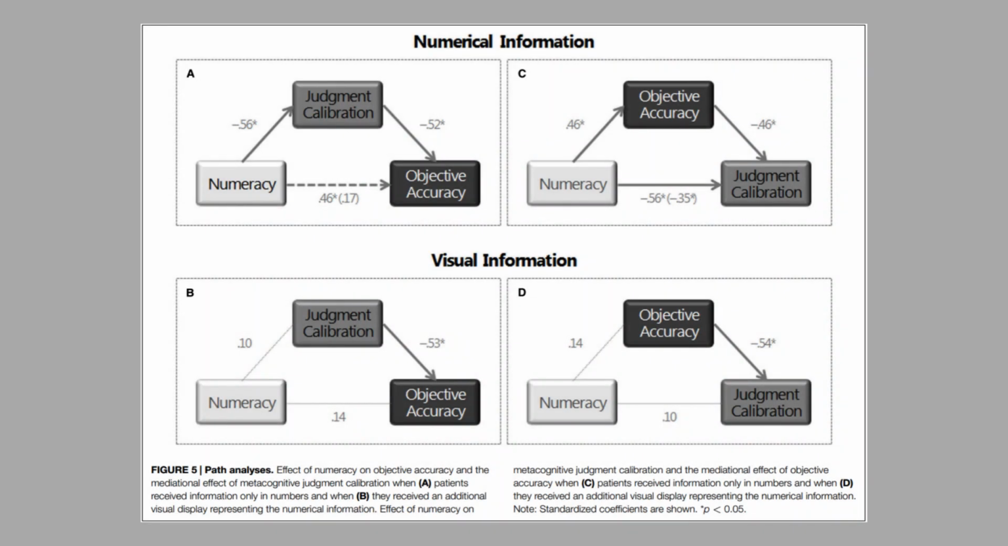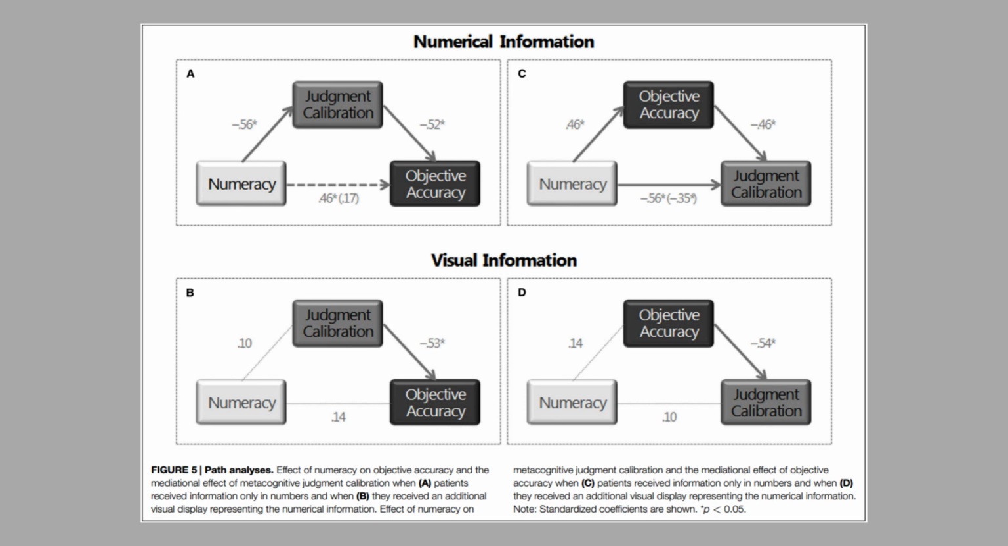This figure displays the various differences in correlation for the data types. And I actually thought this graph was pretty interesting because you can see the arrows of correlation that are drawn depending on the two different data states. So, for example, in the numerical information one, you can see that in A, which is patients receiving information only in numbers, there is a negative correlation between numeracy and judgment calibration, which is to be expected.